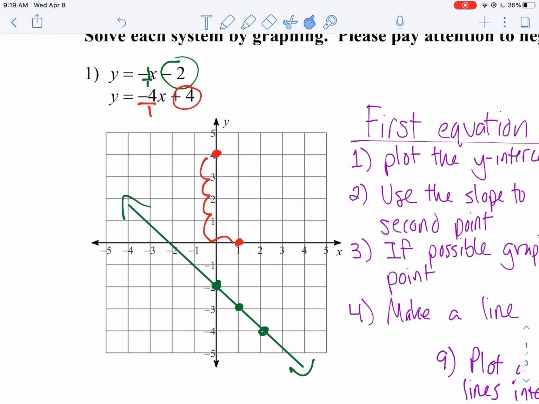Got myself a point. If I can, it's always good to try and do it again. I'm going to do that. 1, 2, 3, 4 over 1. And I can already see where they're going to intersect, but I'm going to make my line anyway.